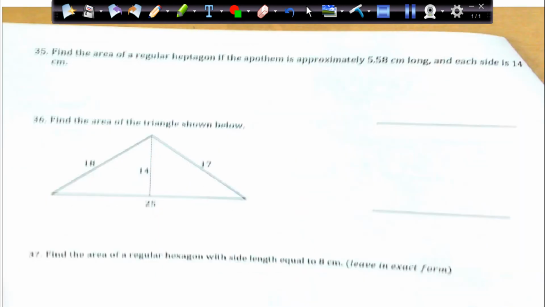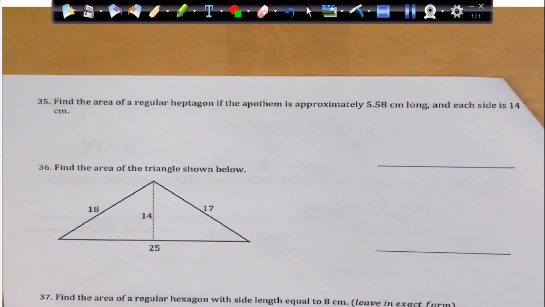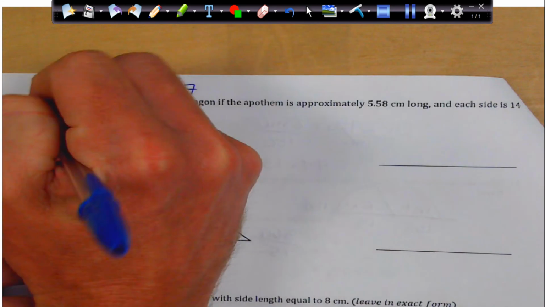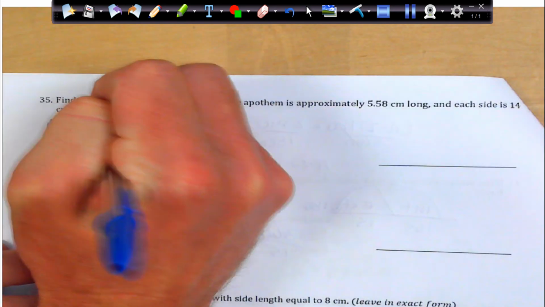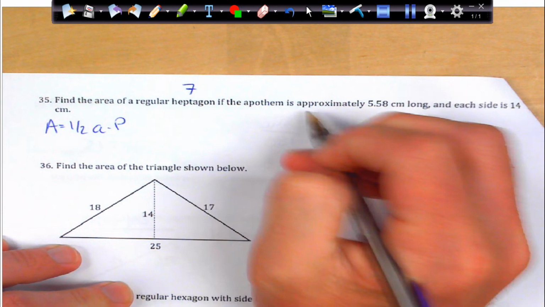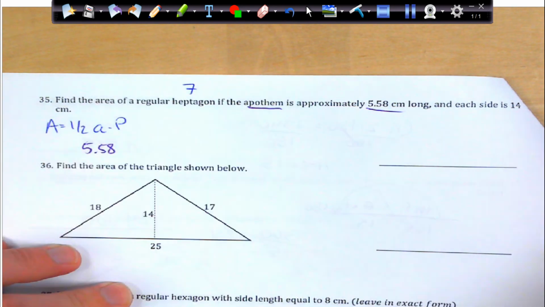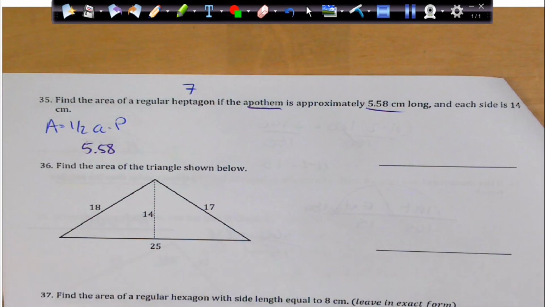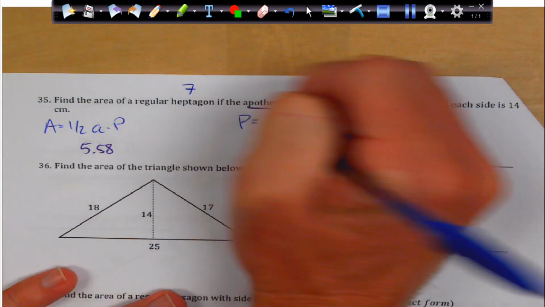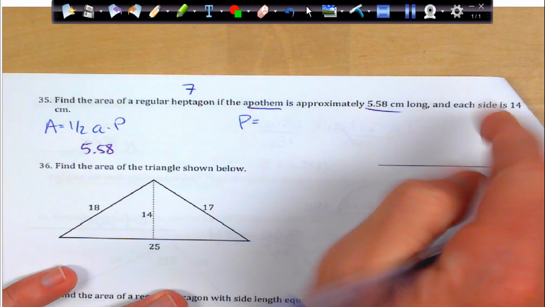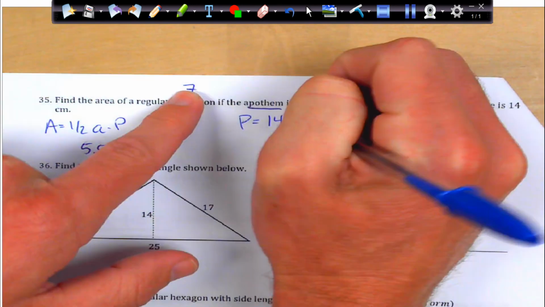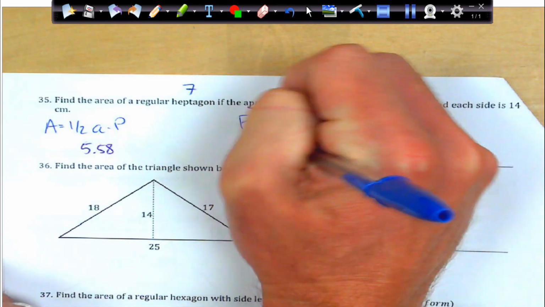Moving on. So we get to our first regular polygon here, which is a heptagon. Heptagon is a 7-sided figure. The formula is 1/2 apothem times perimeter. Now the cool thing is they gave us the apothem of 5.58. I just have to find the perimeter and divide it by 2. Well, perimeter should be the side length, 14, times the number of sides, which is 7. So the perimeter is 98.